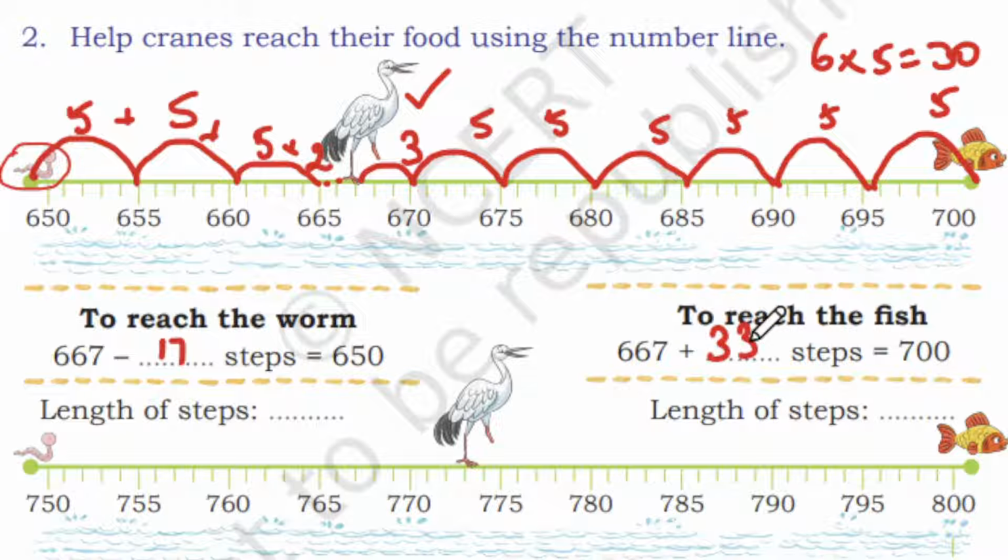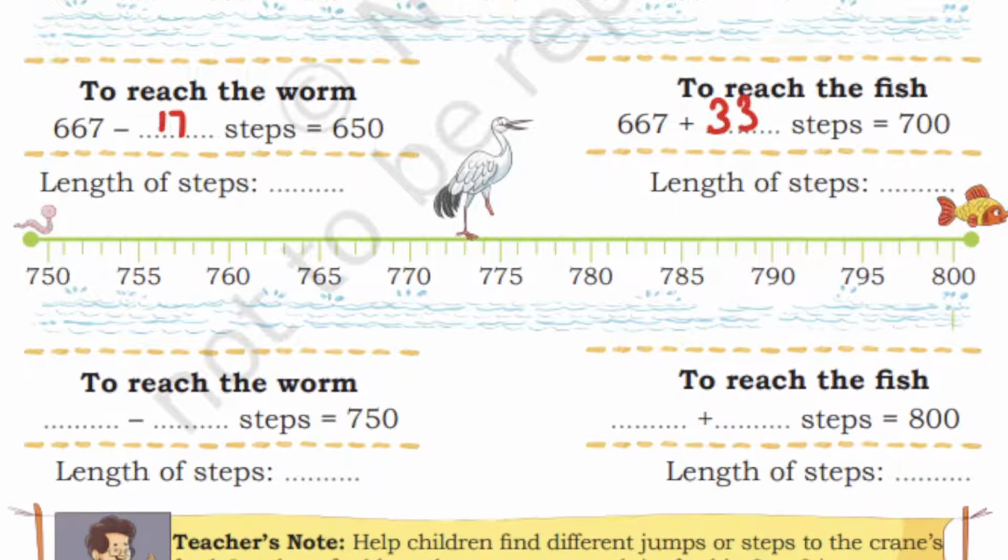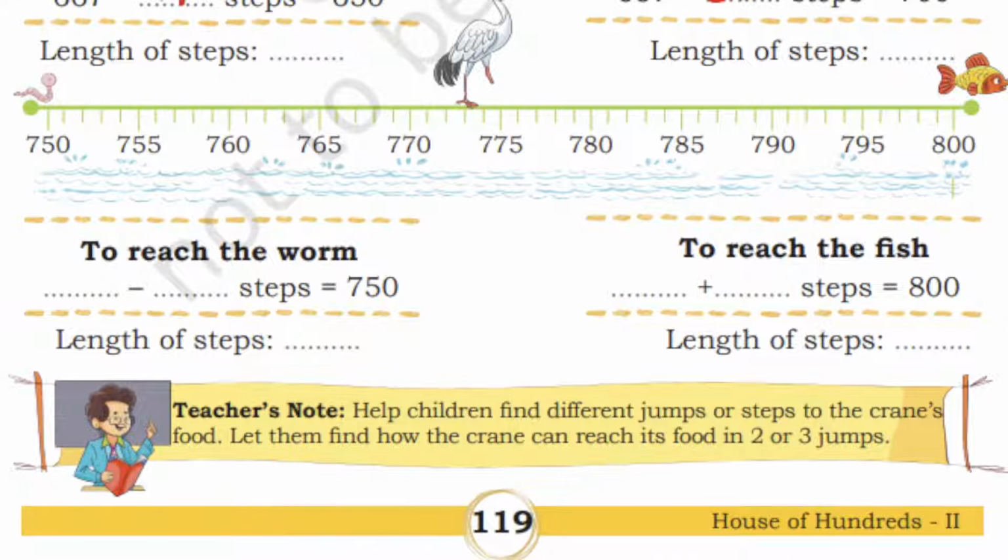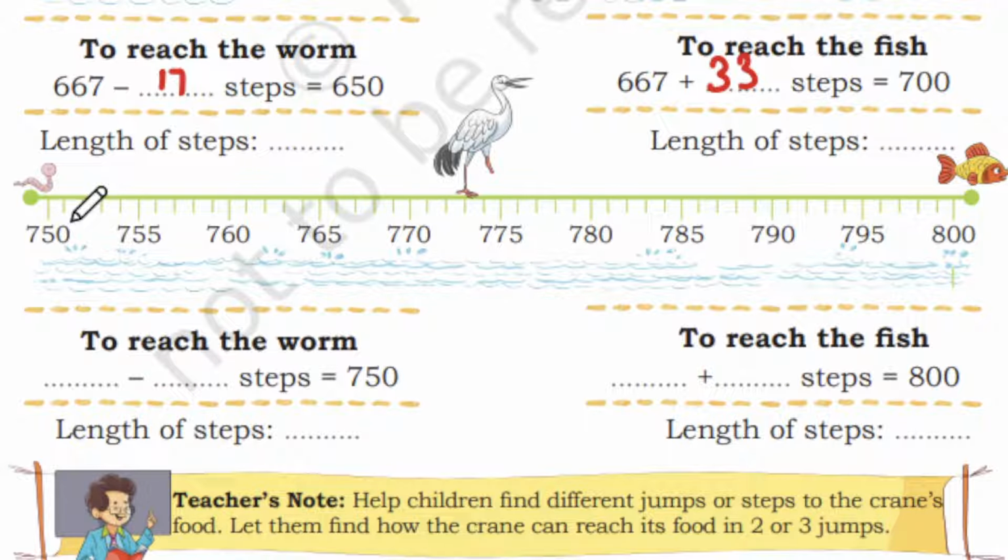So we require 33 steps. Okay, this question is an important question for your exam, students. Next question, we have the same: 750, 755, 760, 765, 770, 775, 780, 785, 790, 795 and 800.